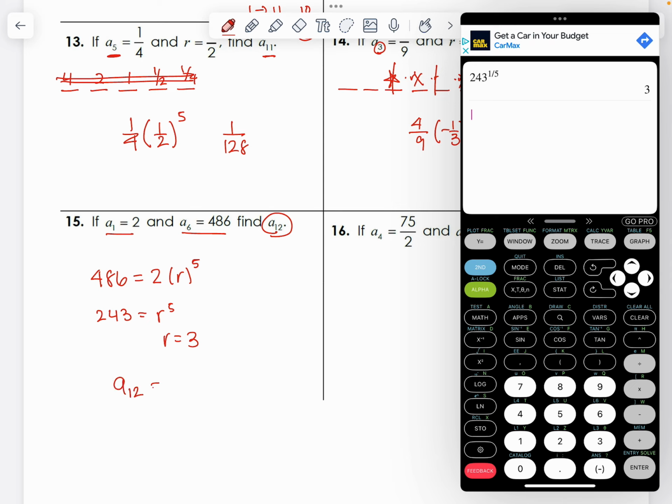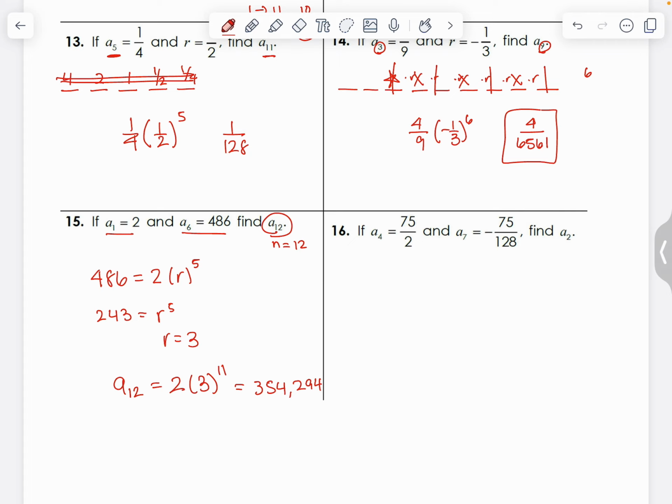So now that I know my R is 3, let's go back and say to find the 12th term, I'm going to start at 2, and I'm going to go 3 to the 11th power because that's my n minus 1. So now I'm going to do, and this is going to be big, 3 to the 11th power times 2. So you will get some uncomfortably large numbers, perhaps, but just remember you're using exponents.